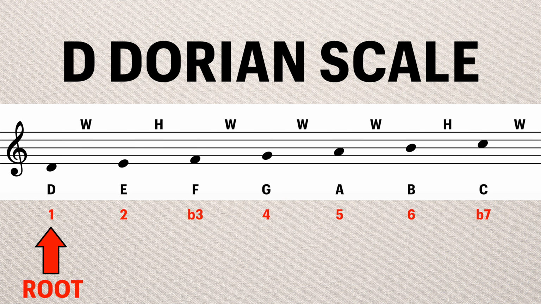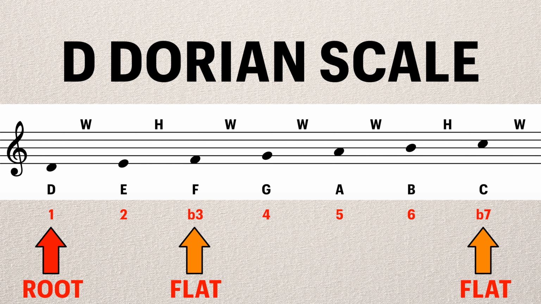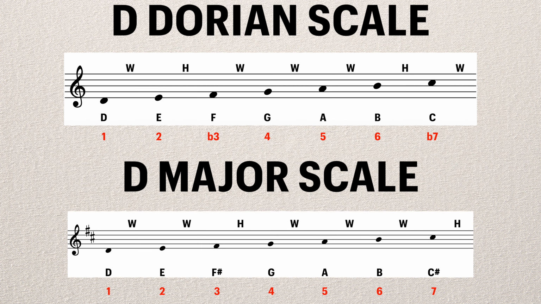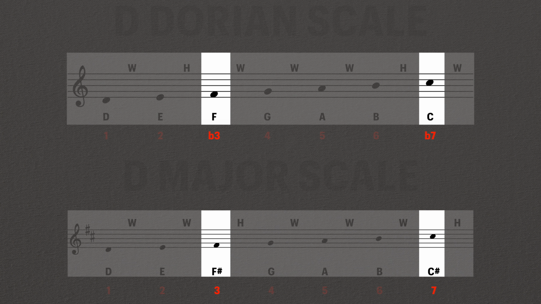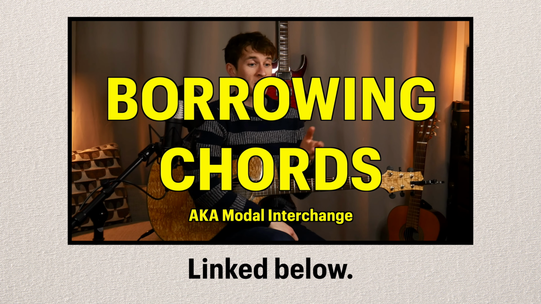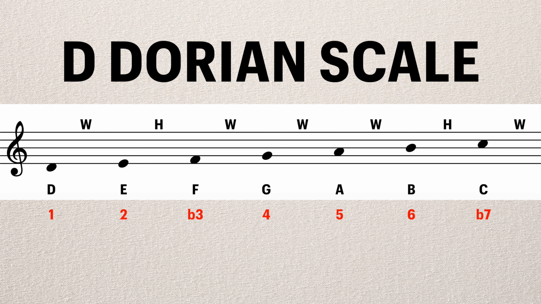In terms of scale degree markings, notice how I put a flat symbol next to the 3rd and 7th. That's because compared to a parallel major scale, which in this case would be D major, the 3rd and the 7th are a half step lower. Parallel scales are something I talked about extensively in my last video on borrowed chords, linked below. But going forward, I will be marking the scale degree numbers with sharps or flats if they are altered from a parallel major scale.